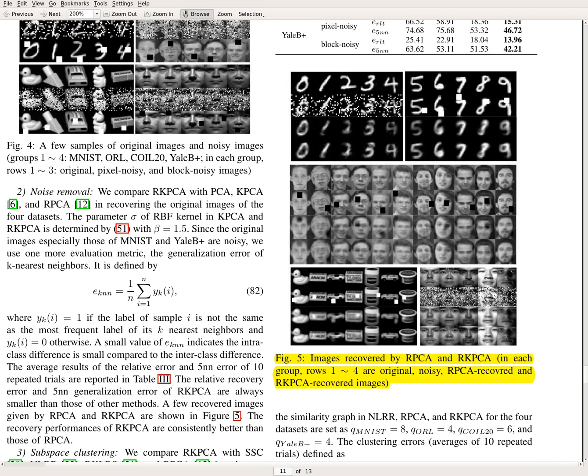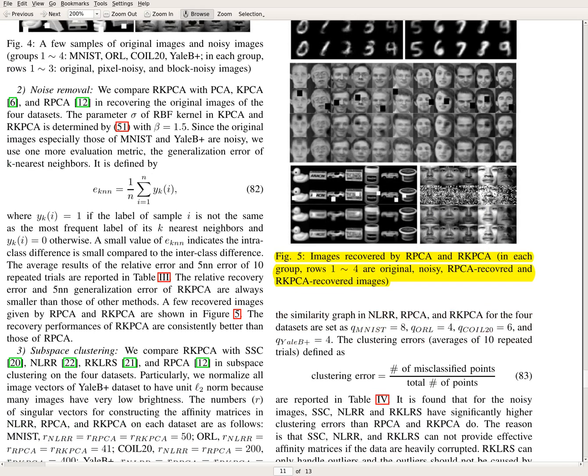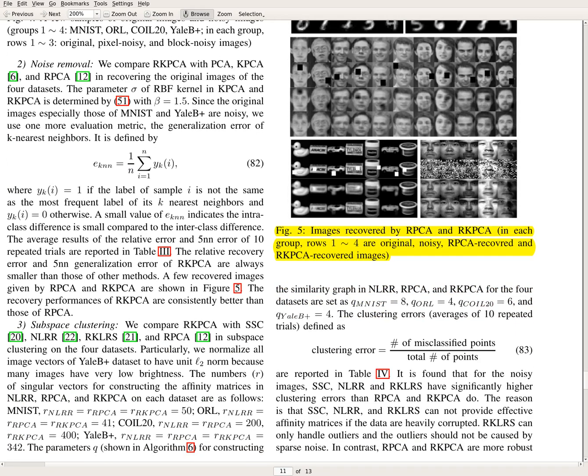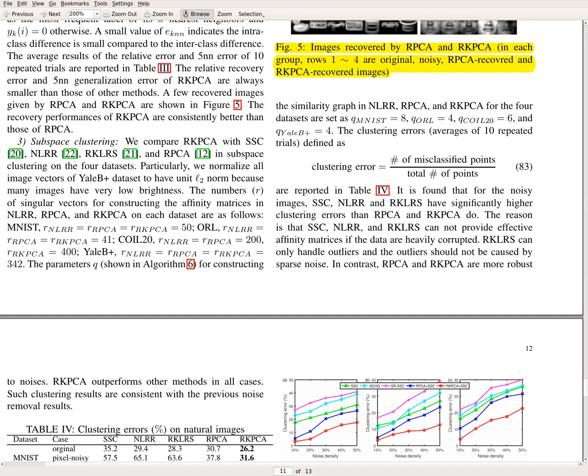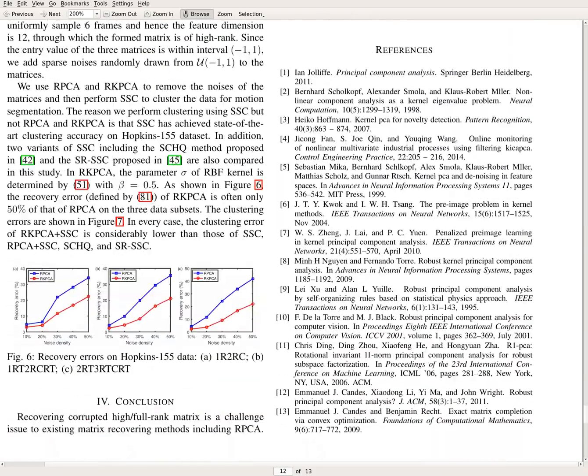So in the MNIST on the top, they had the full data set without noise, then did sparse noise on it, or they did some occlusions in the data, and they show that their result is better than the previous approaches. They say that the images recovered by RPCA and RKPCA are in each row, along with the original and noisy images. They show that their RKPCA approach is better. Also look at this clustering.